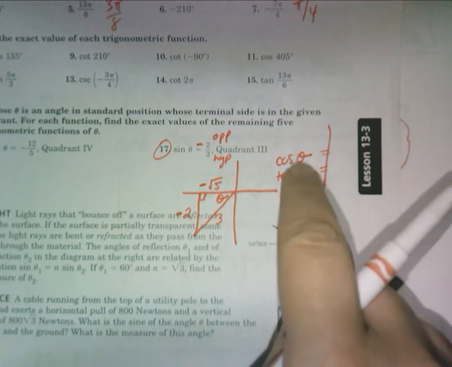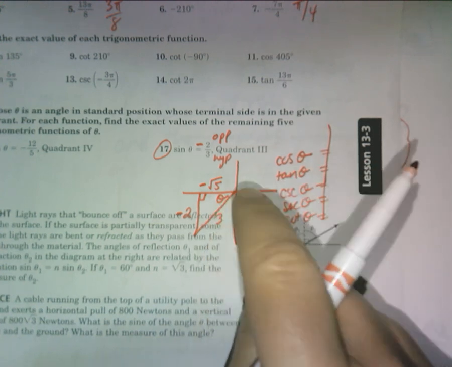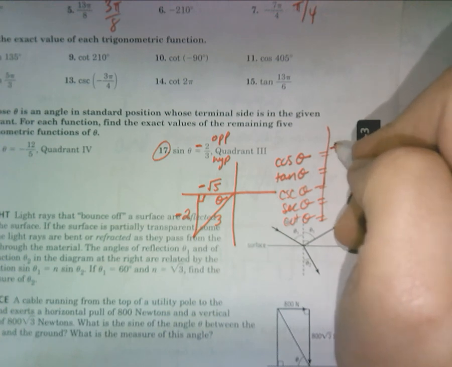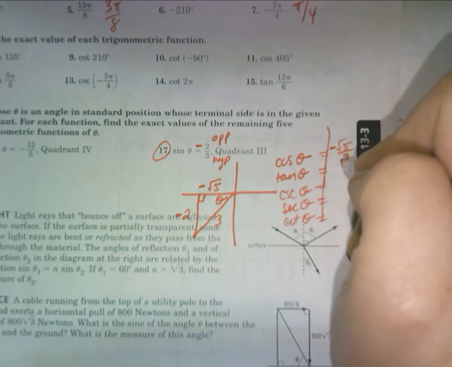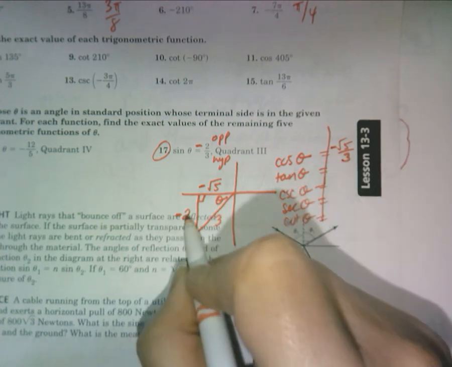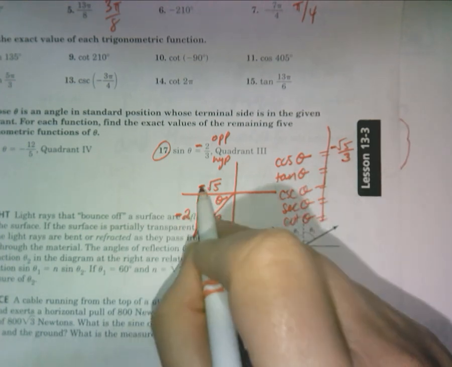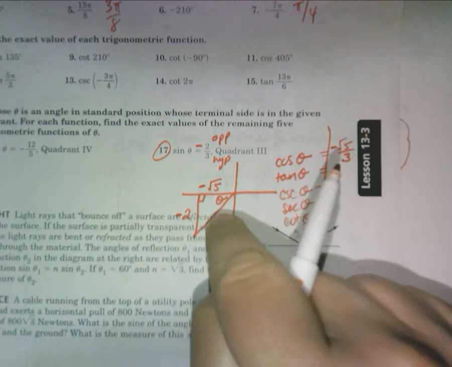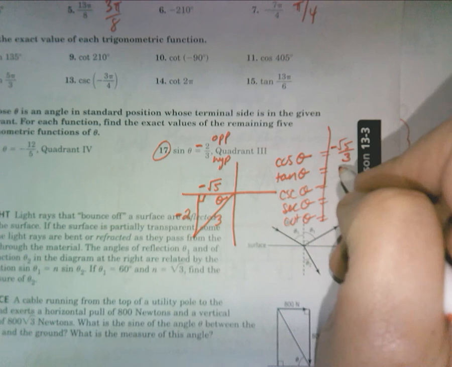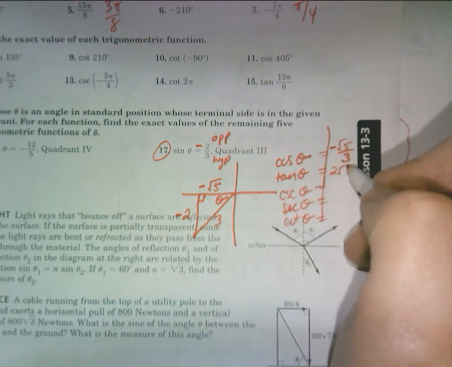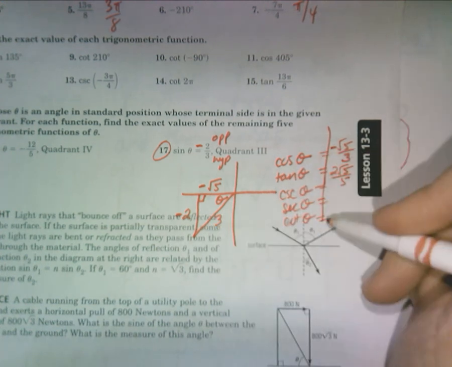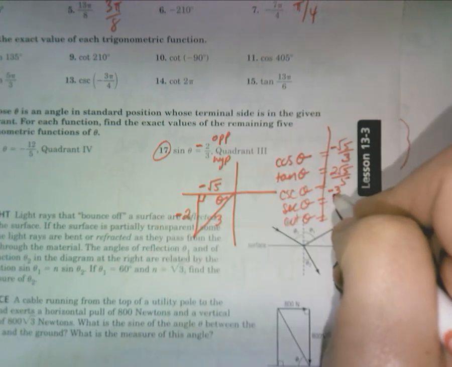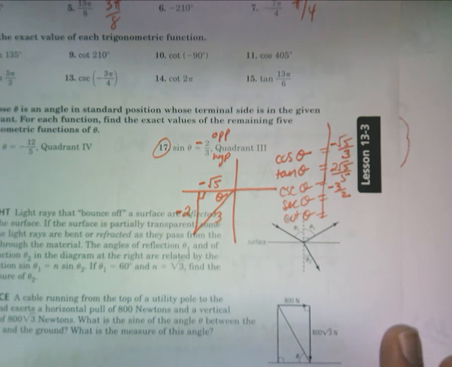So if I'm standing here, cosine would be adjacent over hypotenuse. So what would I write? Negative root 5 over 3. Tangent would be opposite over adjacent. And notice what happens. A negative over negative is positive, and tan is positive in quadrant 3. But you would have to rationalize that. So I believe it's 2 root 5 over 5. And then cosecant is the flip of sine. So that'd be negative 3 over 2. And then obviously you can fill out the rest.